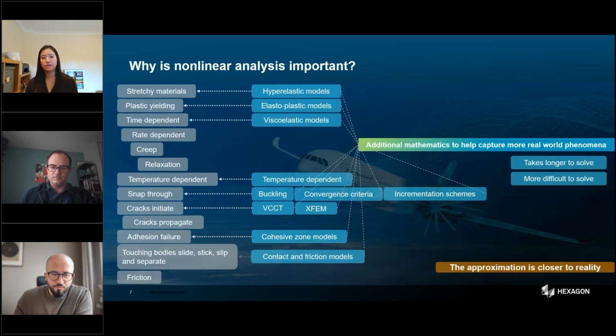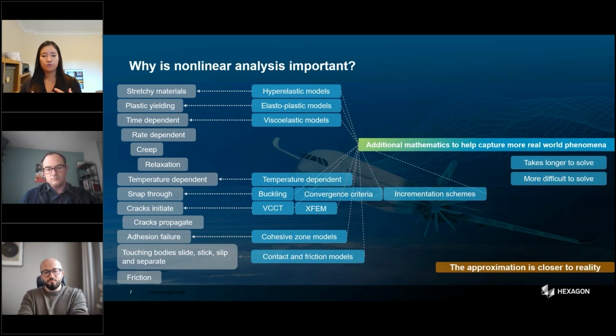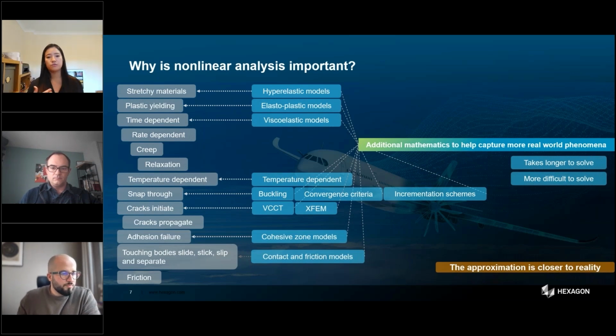So to describe these behaviors, we have different models. For example, to describe stretchy materials, we have hyperelastic models. For plastic yielding, we have elastic plastic models. And for time-dependent materials, we have viscoelastic models. We can use temperature models to add temperature dependency. For buckling, we have different convergence criteria and incrementation schemes. And for modeling breaking, cracking of things and crack propagation, we have VCCT and XFEM. We have cohesive zone models to model adhesion.